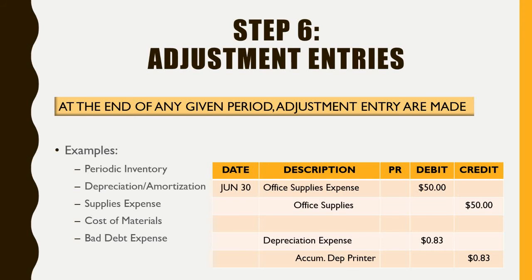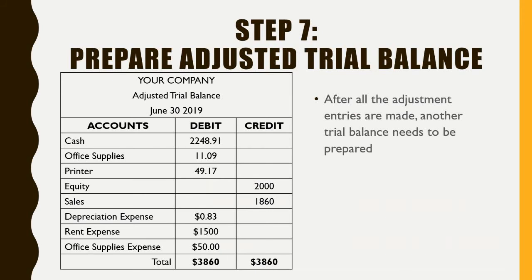Okay, so once you've done your adjustment entries, then you're going to do an adjusted trial balance. So basically, you want to make sure that you did your adjustments correctly by doing another trial balance to ensure that your debits and credits match again. Okay, so yes, this is tedious, but again, we are trying to prevent yourself from making those accounting mistakes.